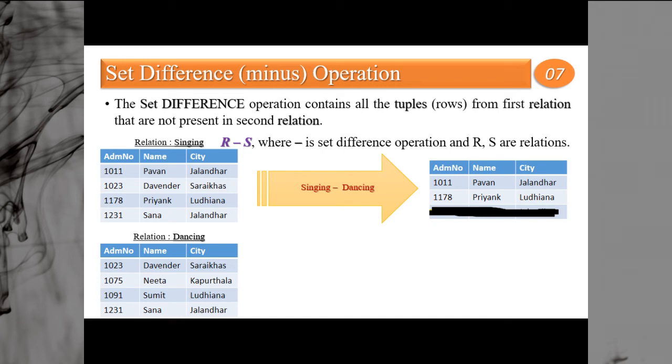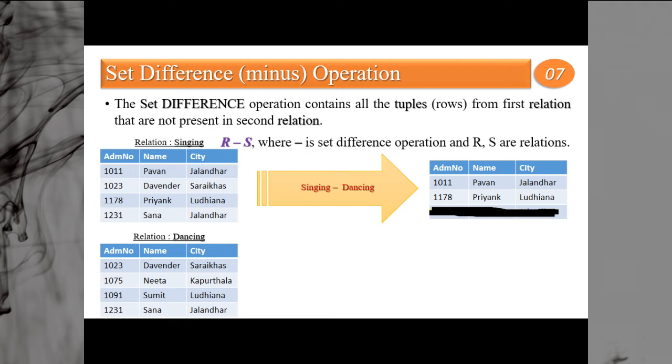Pawan is not in dancing, so he will be displayed. Devender is there, so he will be discarded. Priyank is not there, so he will be displayed. And Sana is available in dancing, so she will not be displayed. So what is extra is what is in singing beyond dancing.